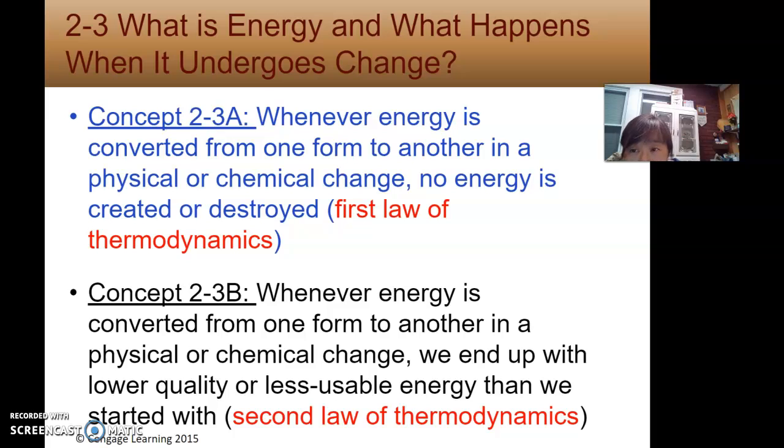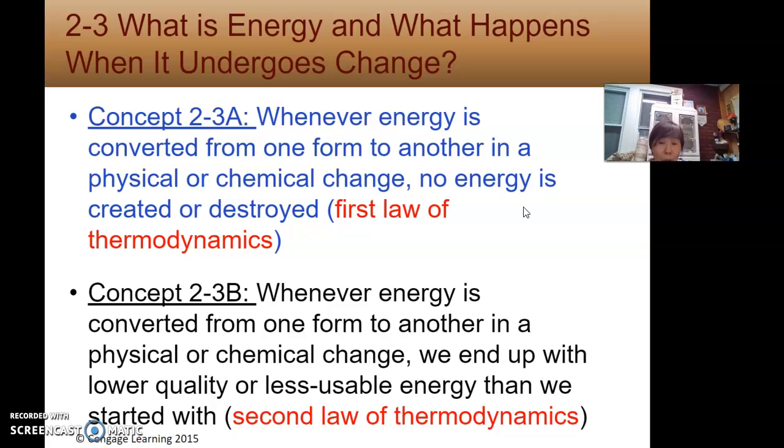Okay, I'm going to start a little bit of section 3 in this video too. Section 2 was matter, and section 3 focuses on energy. Energy is not matter. There are two laws about energy, both of which I believe you heard before. The first one: whenever energy is converted from one form to another in a physical or chemical change, and this phrase is important, no energy is created or destroyed.